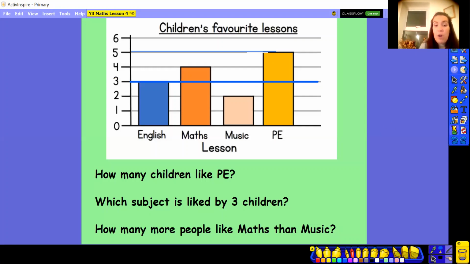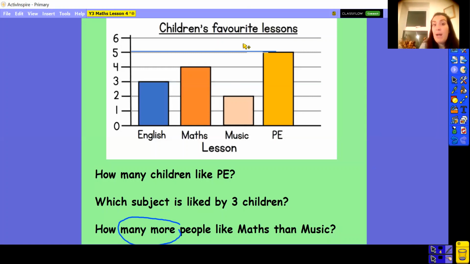The final question I've got is how many more people liked maths than music? Now, all this week, we keep seeing this how many more thing pop up. Can you remember what it means? It wants us to find the difference. So to do this, we need to know how many people liked maths and how many people liked music.